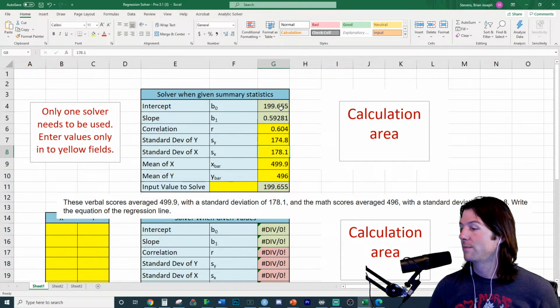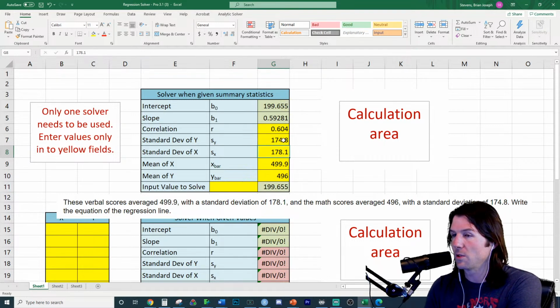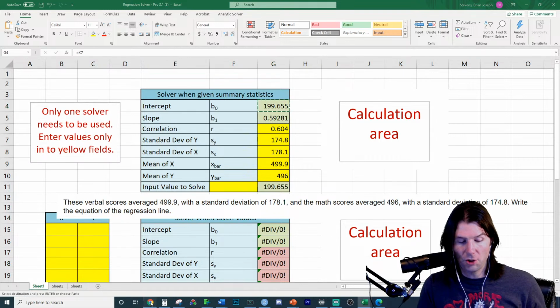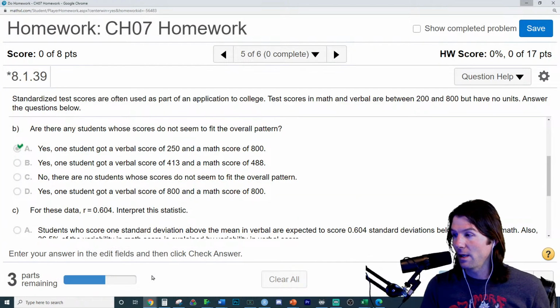And now we have it. I think we did everything correctly. I just want to double check. We are predicting mathematics scores, and so that is the Y variable. There's the standard deviation of the Y variable, and here's the mean of the X. Here's the standard deviation. We entered it in. So we should have it. This should do it, and this makes life way, way easier.